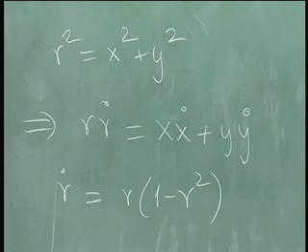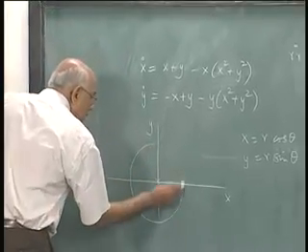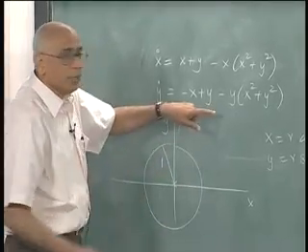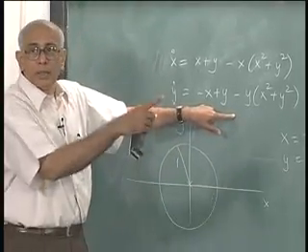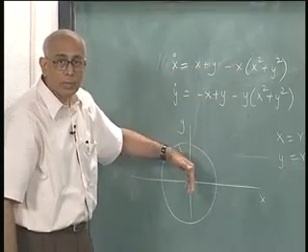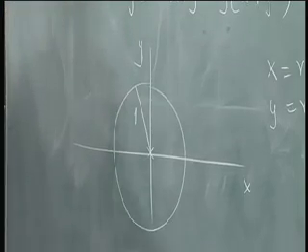So this actually suggests immediately that if r is sufficiently large, bigger than 1, then you know immediately there is a circle here at radius 1, and if you are outside the circle then r decreases because r dot is negative and therefore things must flow in, but if you are inside this circle it must flow out because 1 minus r squared is positive.